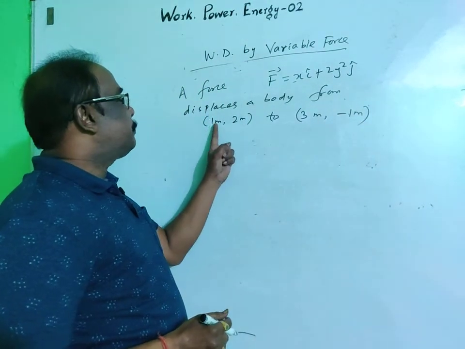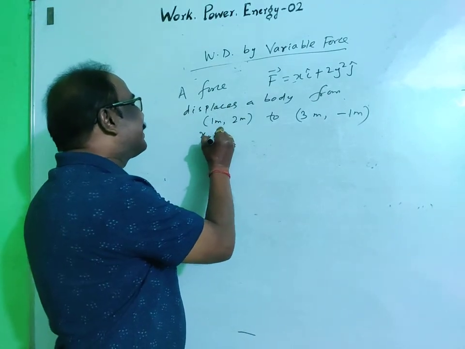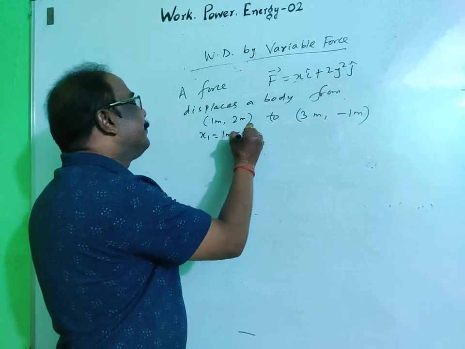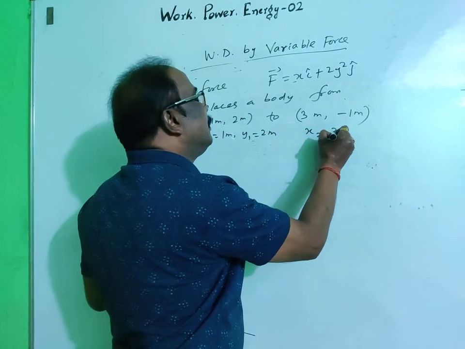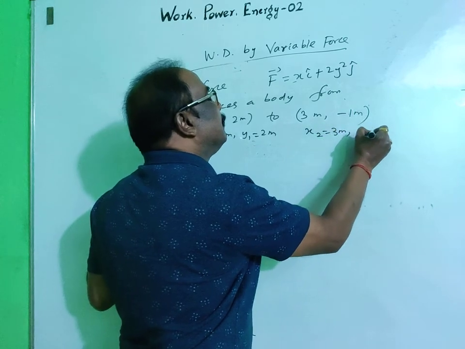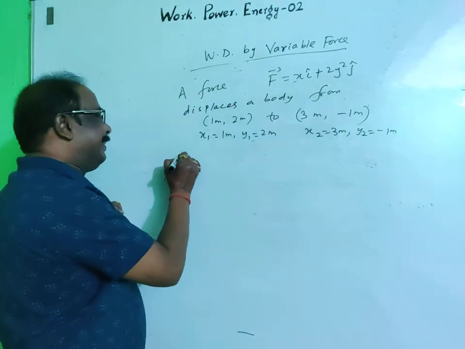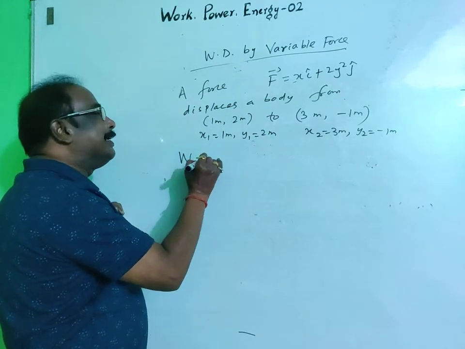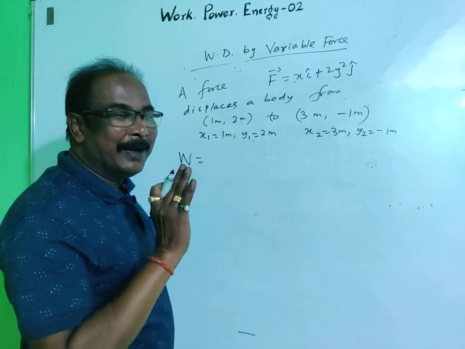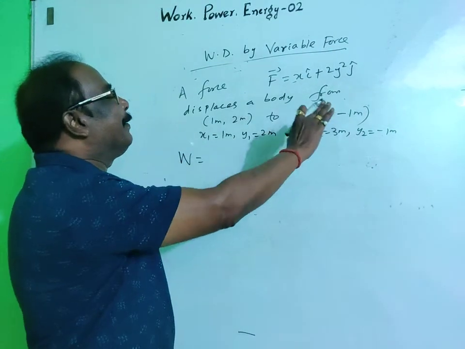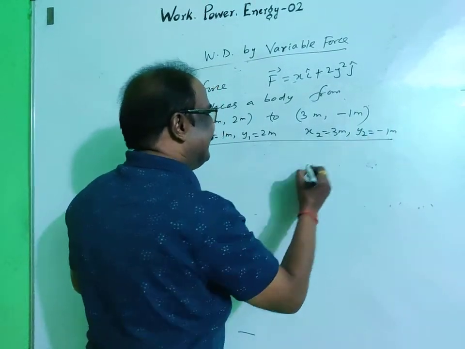So this is the initial position, which means here x1 is equal to 1 meter, y1 is equal to 2 meter, x2 is equal to 3 meter, y2 is equal to minus 1 meter. Then what is work? Then total work is equal to, how can you calculate total work? I will go to the first method, then I will return to this numerical. First see the method.